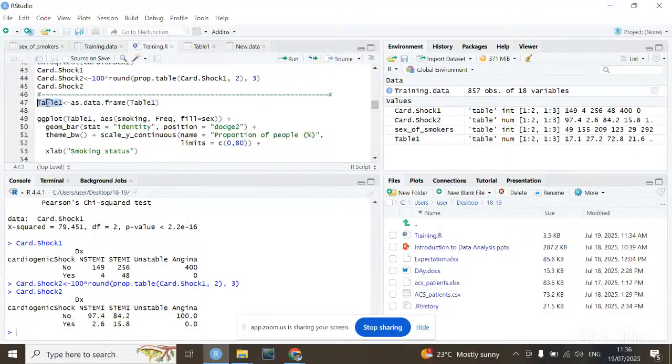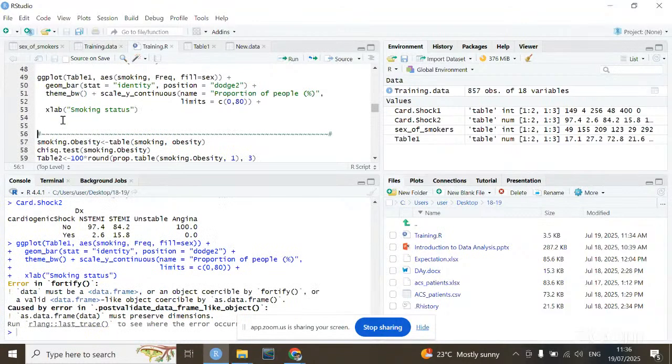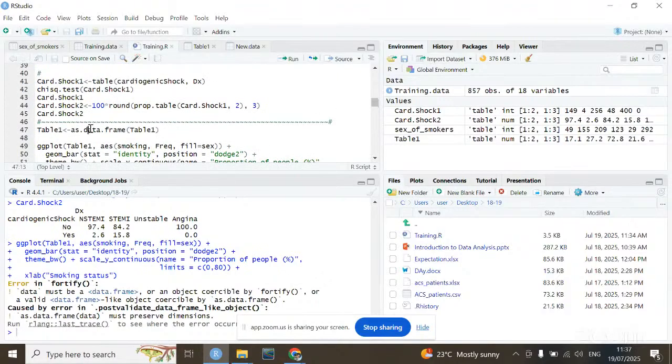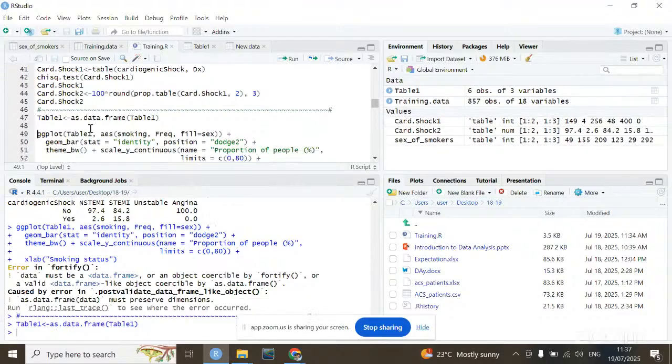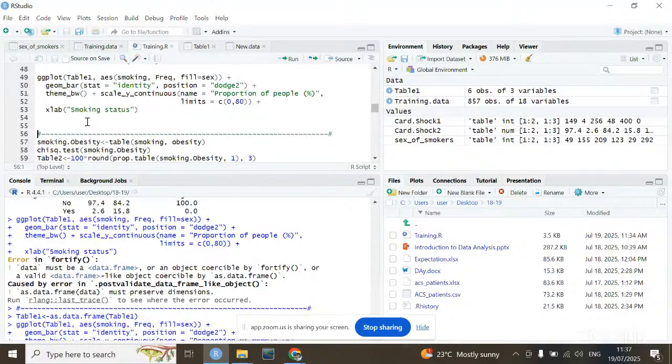So we convert that table to a data frame by just using the function as a data frame. Then we put the name of our table. Then we use that table to draw the graph using the function, the GG plot too. I had not yet loaded this one. I had not run this command. That's why the GG plot had refused.